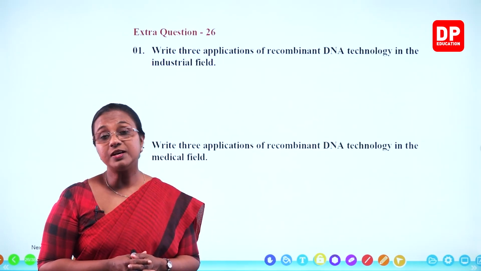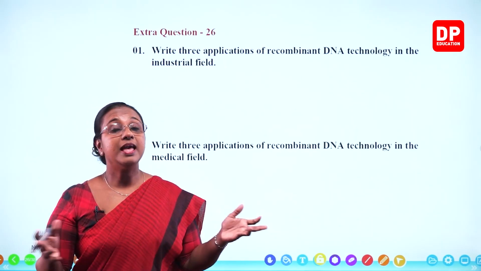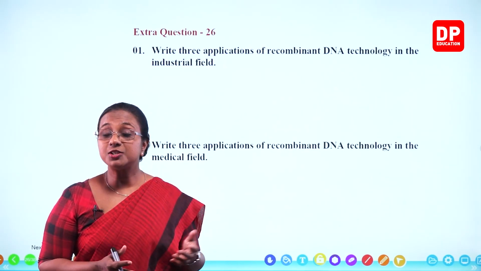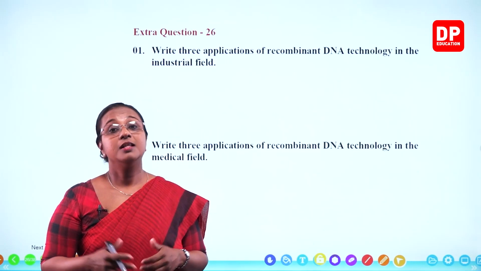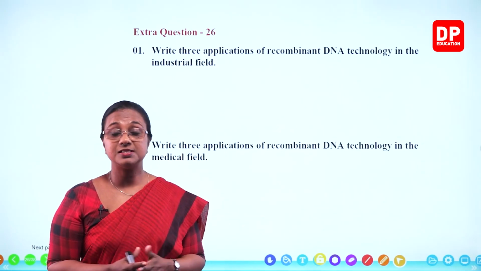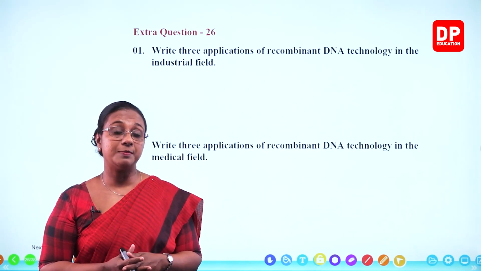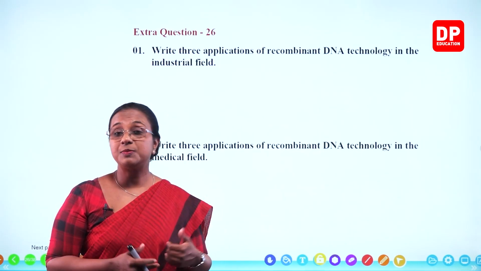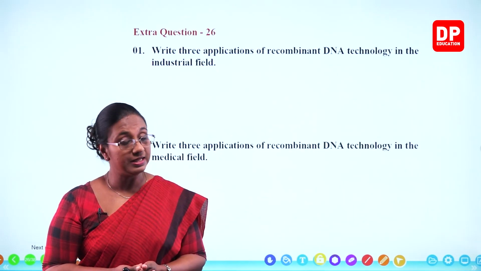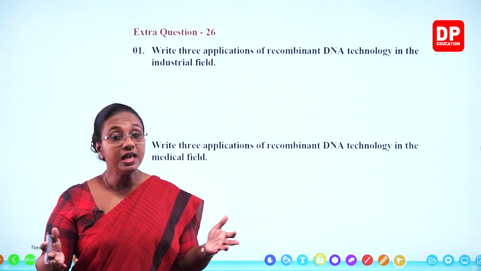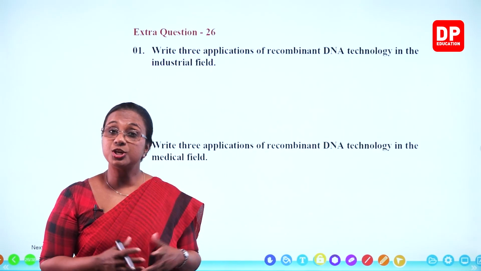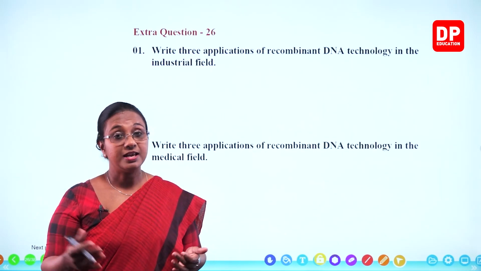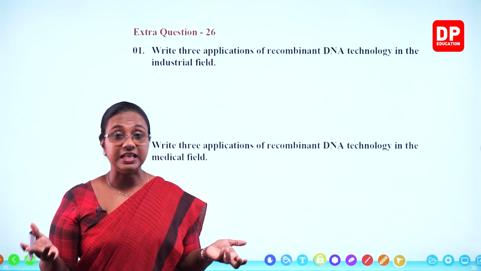So production of amylase enzyme. Then another example, production of amino acids that can be used to produce substances like monosodium glutamate, MSG. For that you need the amino acid that is produced using recombinant DNA technology. Then there is the production of vitamins like vitamin B12, vitamin E.